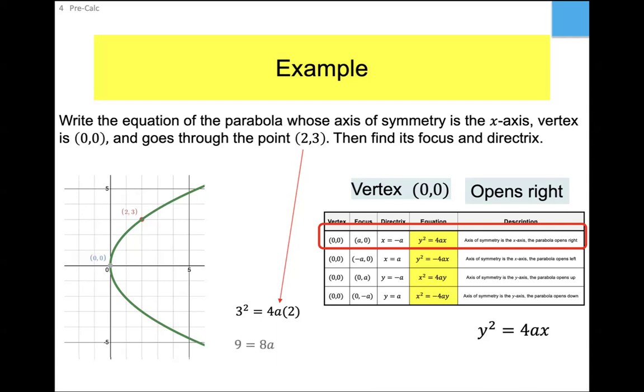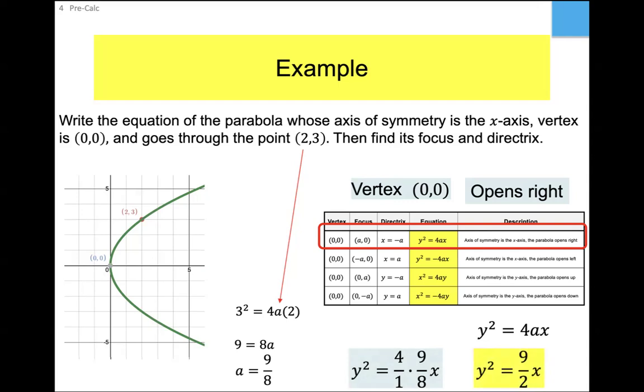Let's see, 2 times 4 is 8. 3 squared is 9. Divide both sides by 8, and you get a really ugly number, but it's okay. A is equal to 9/8. So plug 9/8 in for a. Do a little bit of reducing the fraction right there, and we get 9 over 2.